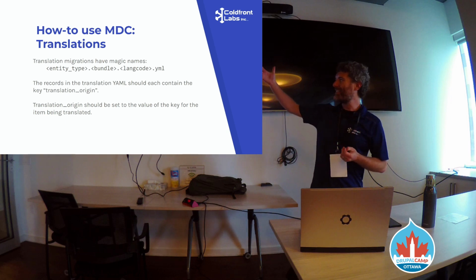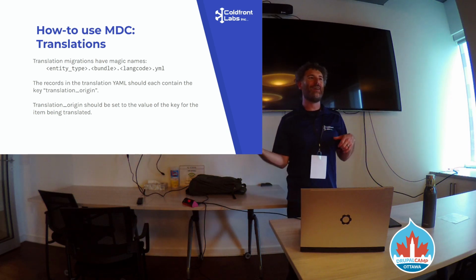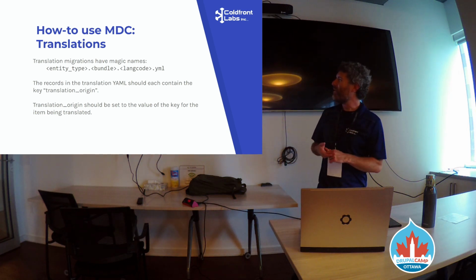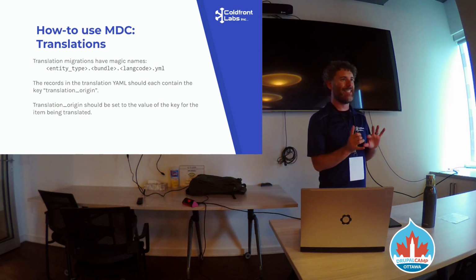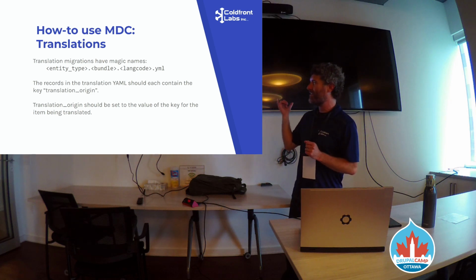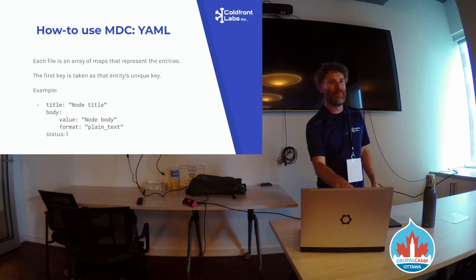So instead of just being entitytype.bundle, we give it the name entitytype.bundle.langcode. The only other thing to know is to mark that entry as a translation of another entry. We have to put a translation or override key in it. And I didn't specify something, which I probably should.